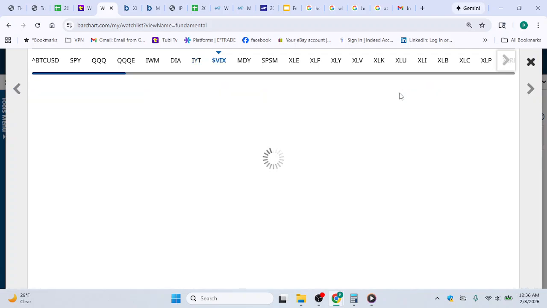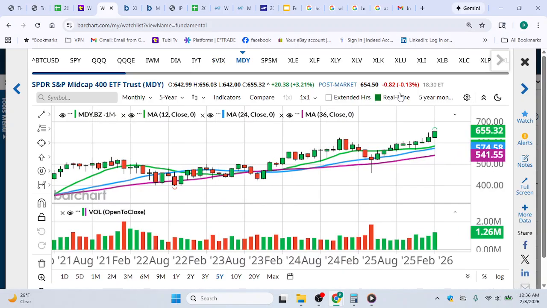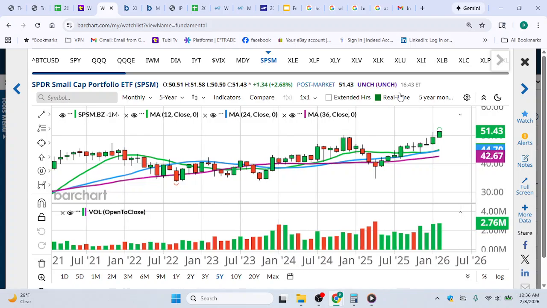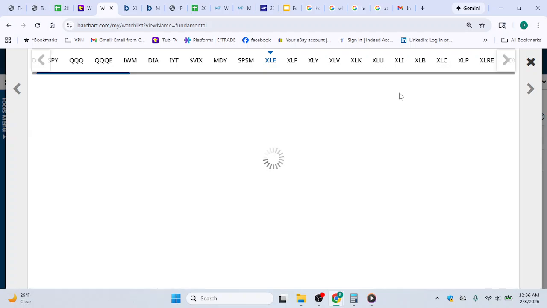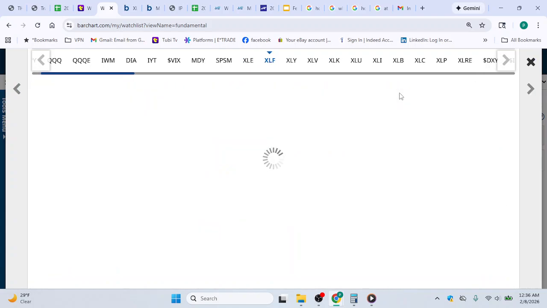Then we can see the VIX. That's currently about 17.76, slightly elevated volatility. And then we can see this ETF MDY, which measures mid-cap stocks. Again, breakout to new highs. Small cap stocks break out to new highs there. Then we get our sector ETFs. Right, so here's energy. Interesting that that's breaking out to a new high this month.